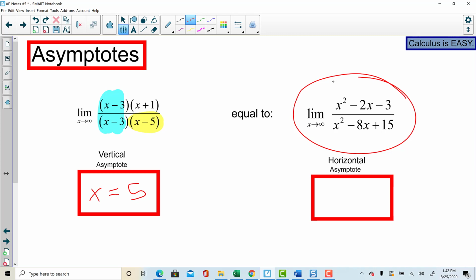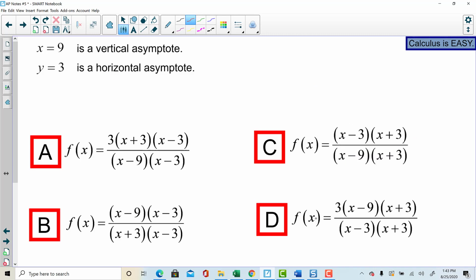Now if you multiply everything out, you can see over here, we have x squared on the top, x squared on the bottom. That's the same power. So for your horizontal asymptote, you would just take the leading coefficients. Leading coefficient on the top is 1. Leading coefficient on the bottom is 1. So y equals 1 over 1 is your horizontal asymptote. And that's it.